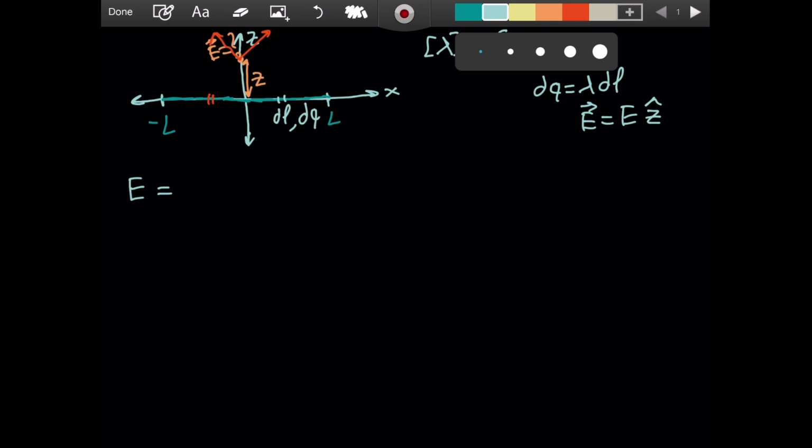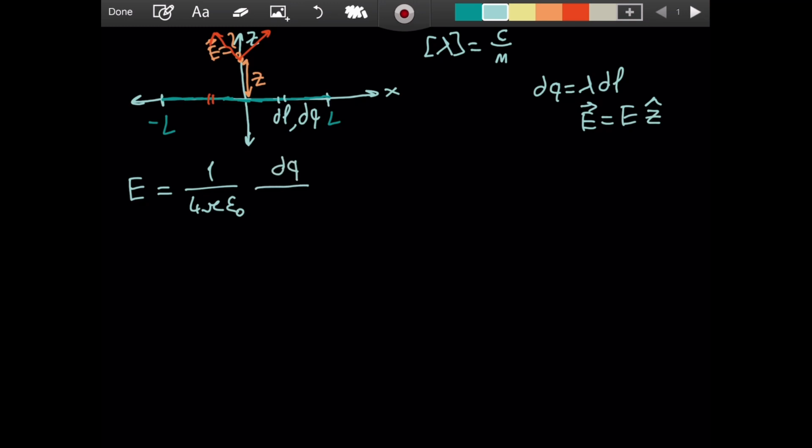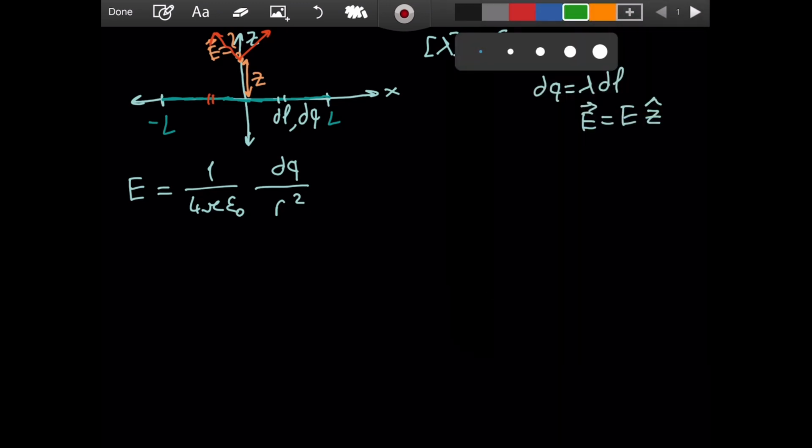So we have the electric field, and we will use Coulomb's law, which says that the electric field due to a point charge is equal to 1 over 4 pi epsilon naught times the charge of the point charge, which is going to be dq, over the distance from the charge to the point of interest, which is going to be r squared. So I just defined that, let's use green. I just defined that this distance is r.